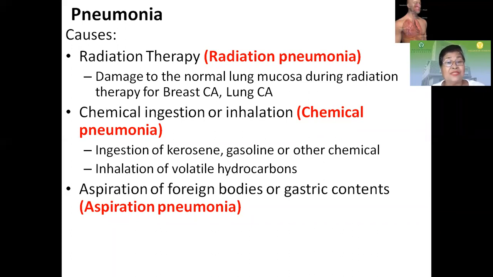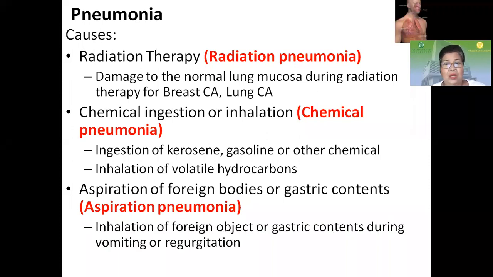Another is aspiration of foreign bodies or gastric contents. So we call that aspiration pneumonia. It can happen in the hospital wherein the client is on NGT feeding and can have aspiration of gastric contents. Isipin mo, gastric contents, highly acidic. And then it enters the lungs. So it can cause inflammation of the lungs. There'll be pneumonia or pneumonitis. That's why nurses, we must be cautious when we feed patient using NGT.